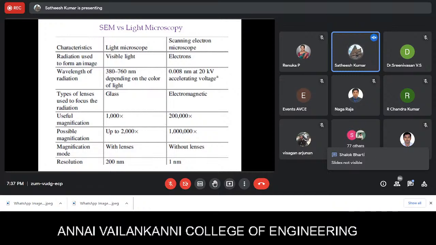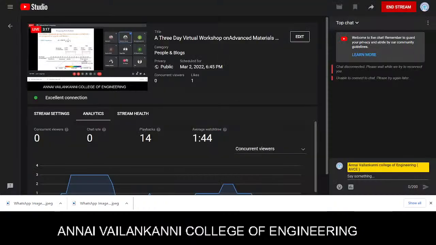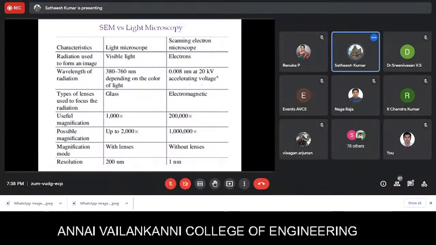To compare the light microscope and the scanning electron microscope: the radiation source in a light microscope is visible light, whereas in scanning electron microscopy we use an electron beam. The wavelength, as I was just mentioning, is 380 to 760 nanometers for light, whereas for electrons it is at least 2 orders lesser, though it depends on the accelerating voltage. And we have glass-based lenses with a limited refractive index, which is also going to be a problem for the useful magnification and the maximum resolution.